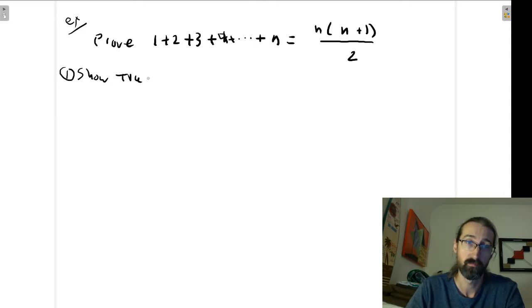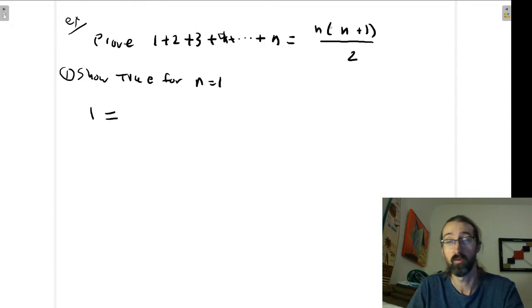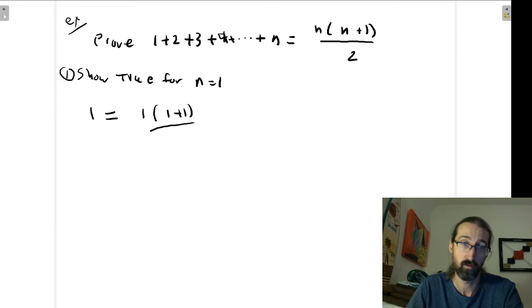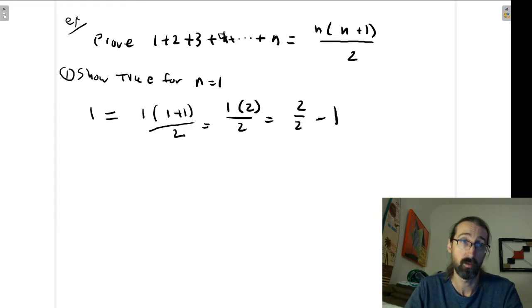Show it's true for n equals 1. So for 1, I want to show that if I plug 1 into my formula, it equals 1. That's going to be 1 times 1 plus 1 over 2. So 1 times 1 plus 1 is 2 over 2. That's 2 over 2, which is 1. And so, yes, my equation is good.